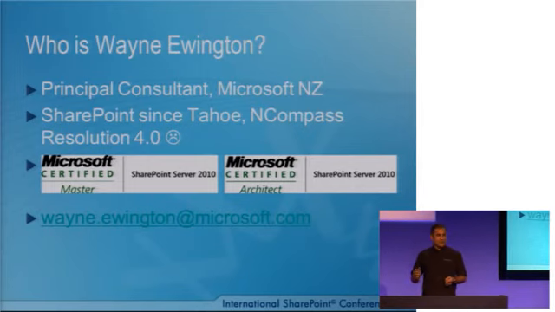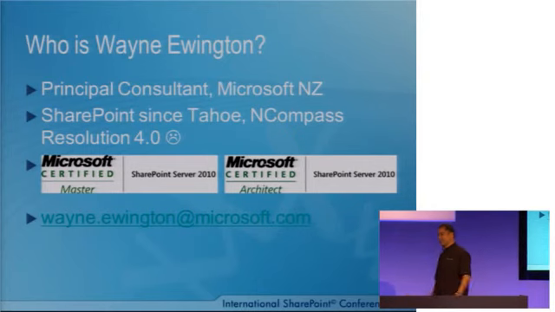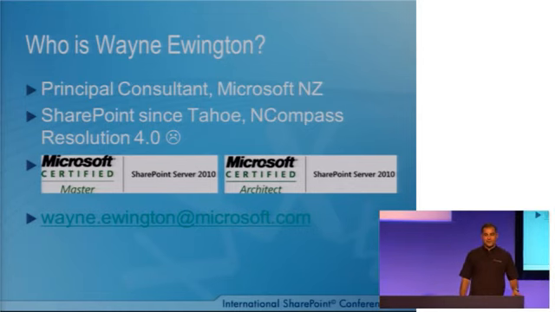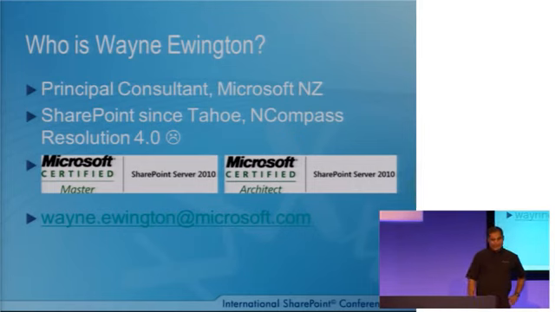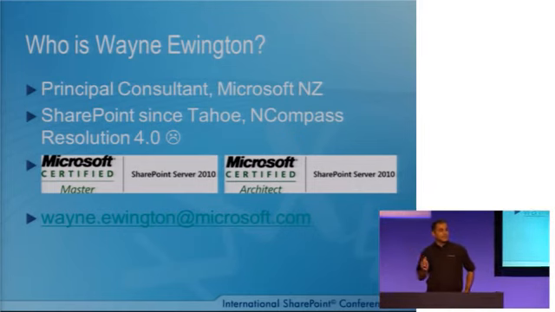So anybody know what Tahoe was? Anybody want to make a guess? A few people? Anybody want to call it out? Rubbish. It was a bit of rubbish. Yeah, it was SharePoint 2001. Anybody know what Encompass Resolution version 4 was? Anyone? It was indeed. So Encompass was a company based out of Canada that Microsoft acquired. They had version 4 of their product, which was Resolution, and that became Microsoft Content Management Server.